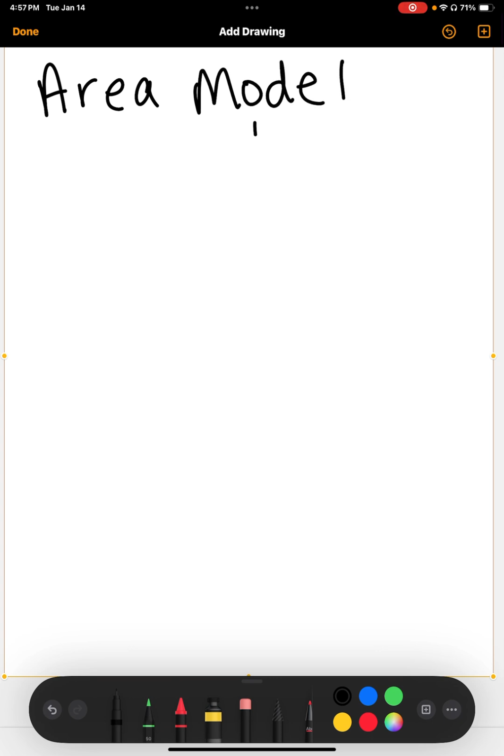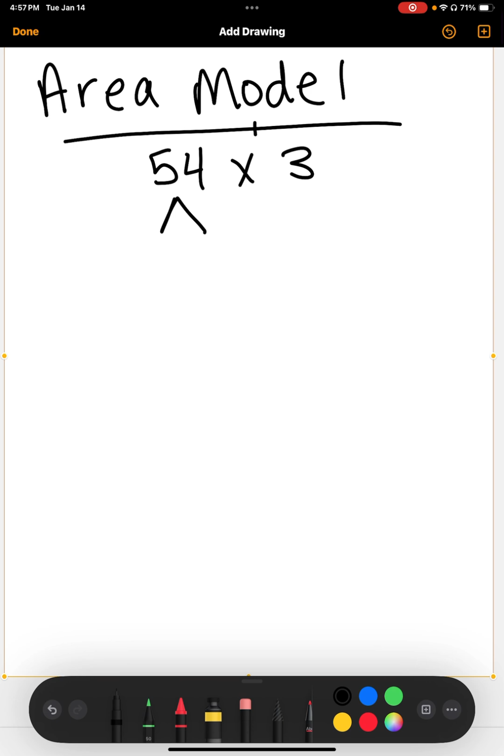To use the area model to solve a problem, we first need to start with a multiplication problem. I'm going to solve 54 times 3. Step one is to decompose your two-digit number into the value of its tens and ones. So this 5 is not a 5. This 5 is in the tens place, therefore it has a value of 50. This 4 is in the ones place, therefore it has a value of 4.